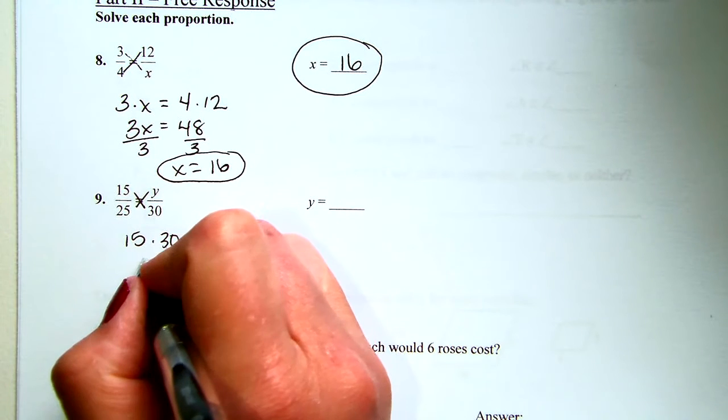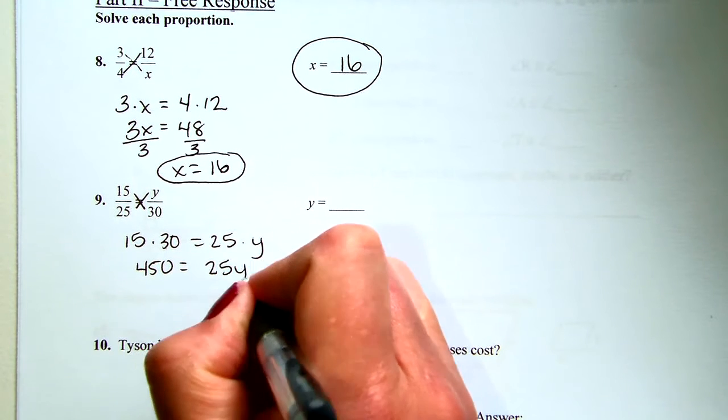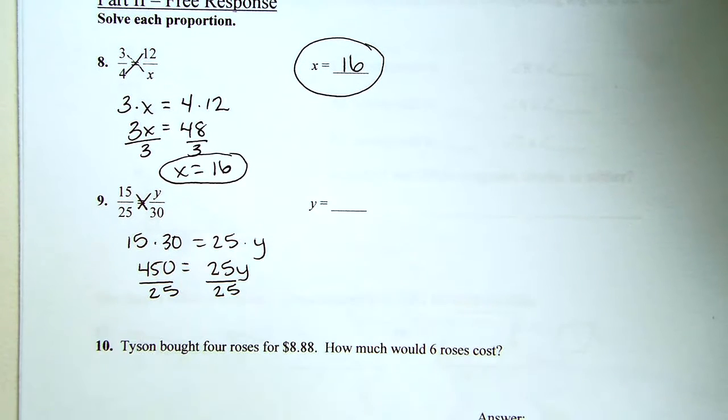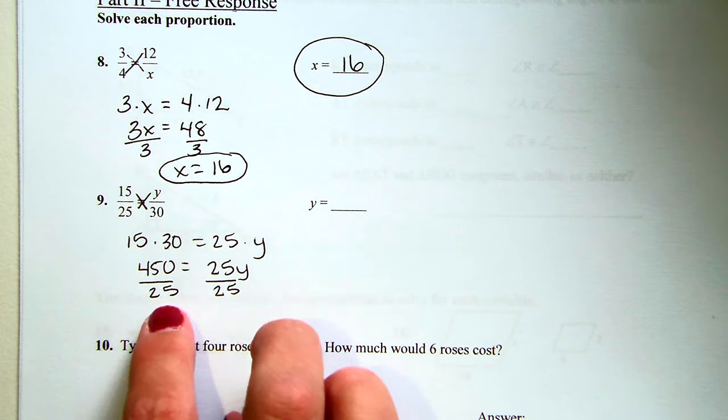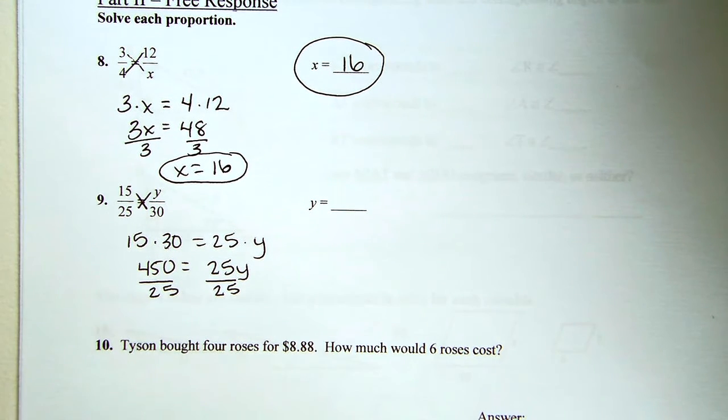I'm going to divide by 25. Now I know that 25 can go into 100 4 times, so 4 times the 4 would give me 16. And then 25 can go into 50 twice, so 16 plus 2, that'd give me 18. So 18 equals y. And once again, we're going to circle our answer.